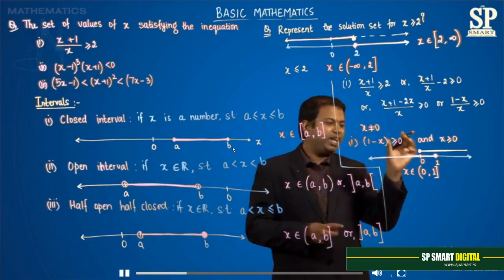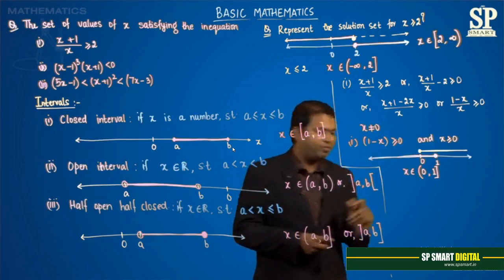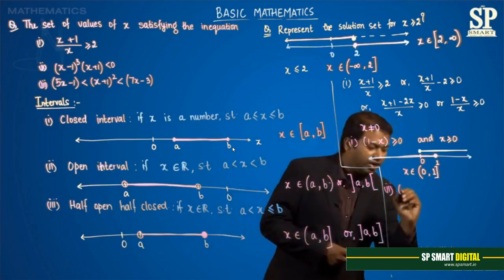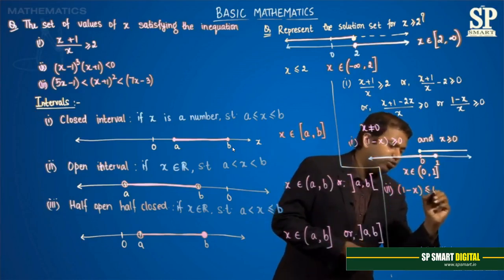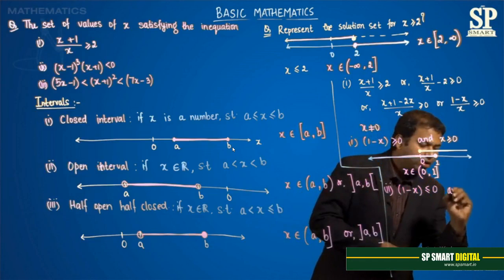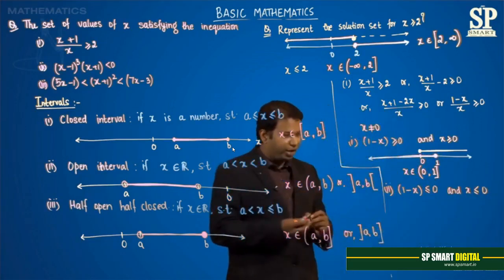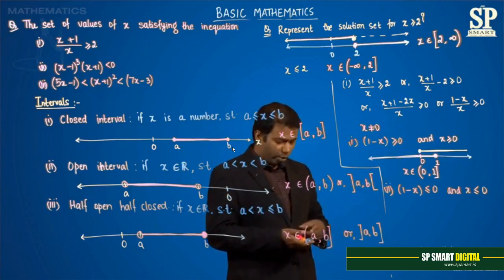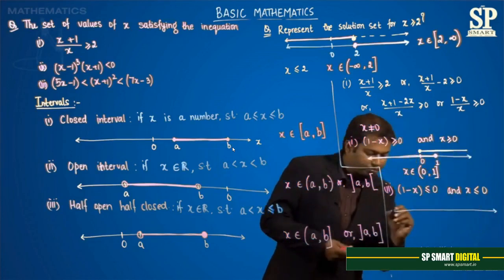When we have taken the case when both the numerator and denominator are positive. Let us take the case when both of them are negative. So we can write 1 minus x is also less than or equal to 0 and x is also less than or equal to 0. So let us try to understand here what the solution set will be. So again, let us have the number line.